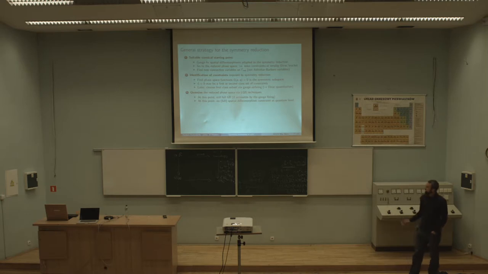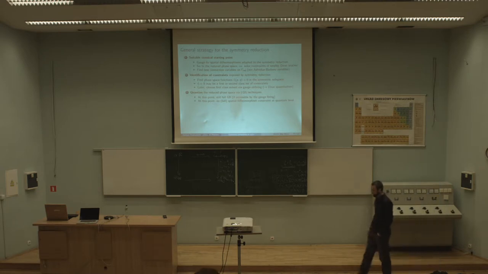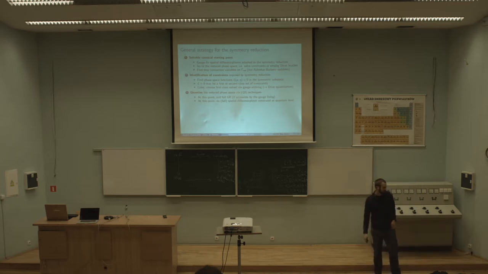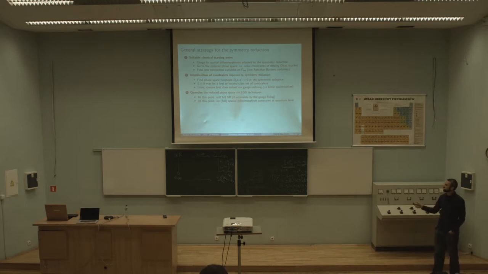So then, having done this, we want to quantize the reduced phase space up here. Reduced just refers to the constraints, or one of the constraints, having been solved. It's not reduced in the sense of symmetry reduction. So at this point, this is still full GR, at least if this gauge fixing is accessible. Of course, we know that generic gauge fixings are not globally accessible. However, at least in the space where such a gauge fixing is accessible, this is still full GR.